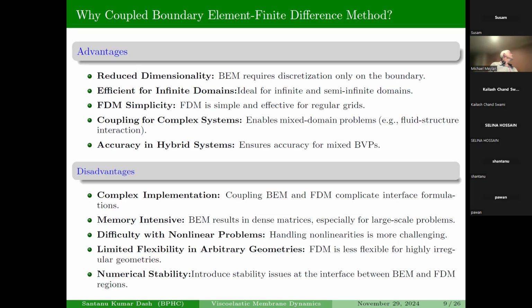If we have multiple regions, then at the interface we can have a problem. And the boundary element method, unlike the finite element method, is fully populated, so that leads to a singularity sometimes. And it is also sometimes found that it cannot handle non-linearity, just like FEM.